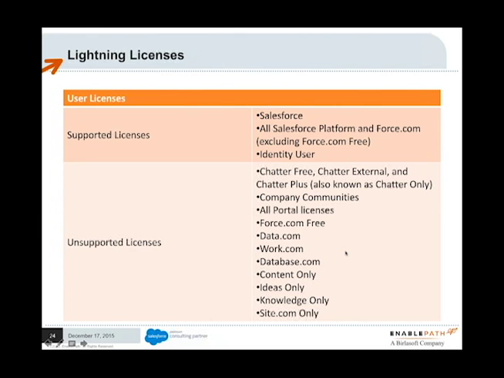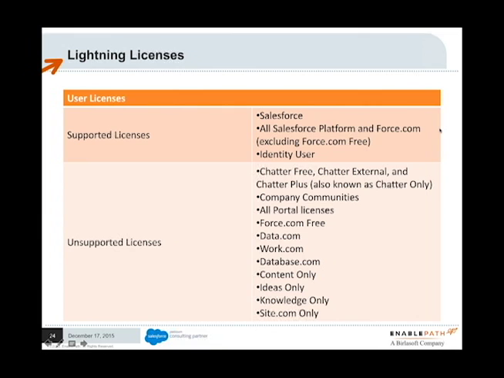Okay, so talking through some of these, slides are duplicates, and I'll skip through them because they're duplicated from last week or 2 weeks ago. Licenses that are supported by Salesforce Lightning include all of your Salesforce platform and all of your standard normal Salesforce licenses, internal users essentially. Unsupported licenses include Chatter Free, company communities, all portal licenses, not necessarily communities licenses. Communities templates are actually based on Lightning and do support Lightning components. We've had some very good luck with that over the past few weeks. Force.com Free, Data.com, Work.com, Database.com, and so forth.